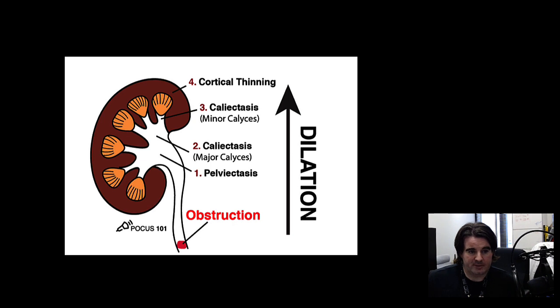This great graphic from POCUS 101 just shows how this obstruction results in some of the morphological changes from more proximal to distal, leading to pelviectasis, calyectasis. That's really just distension of the calyces, going from the major calyces to the minor calyces, and then eventually cortical thinning.